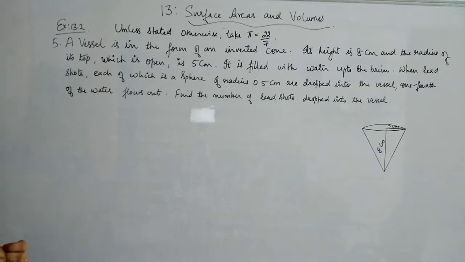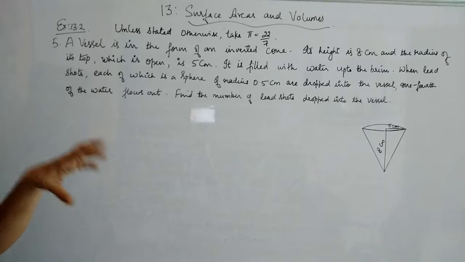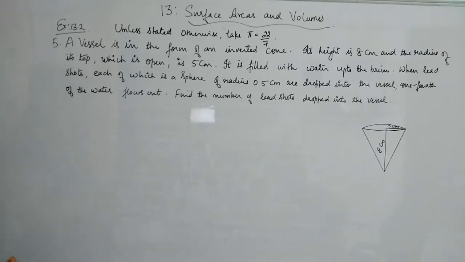So for that, first we need the volume of the cone. Then the volume of the water which has flown out will be 1/4 of the volume of the cone. That is the same as the volume of the water in the cone. And then you have to find out the volume of one spherical shot, and the number of spherical shots times the volume of one spherical shot will be equal to the volume of the water flown out. So that will give you the number of lead shots, which is equal to the volume of the water flown out divided by the volume of one spherical shot.